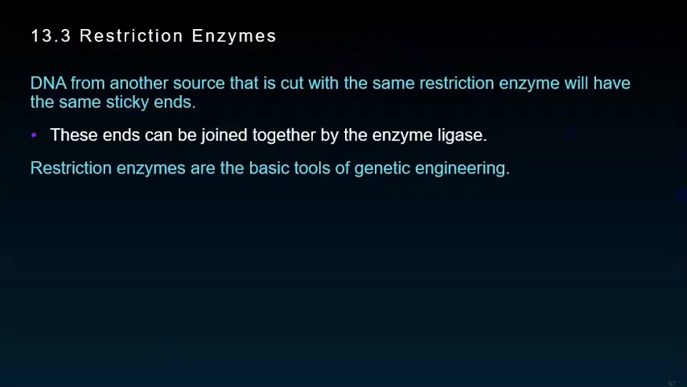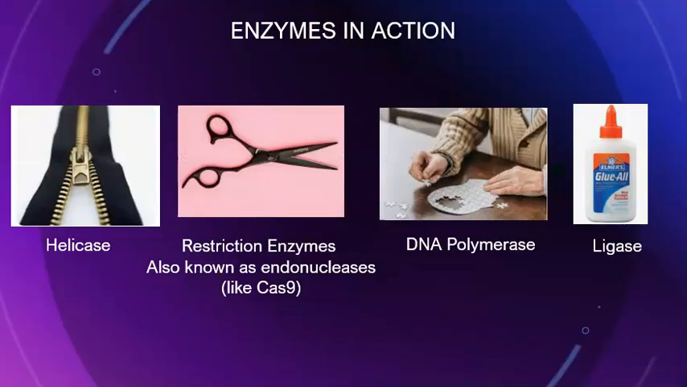DNA from another source that is cut with the same restriction enzyme will have the same sticky ends. So these ends can very easily be joined together by the enzyme ligase. And restriction enzymes are the basic tools of genetic engineering. Now that we're on to genetic engineering, we have to add these restriction enzymes into our enzymes in action because they're the ones that are going to cut the DNA that we need to rearrange genes on.